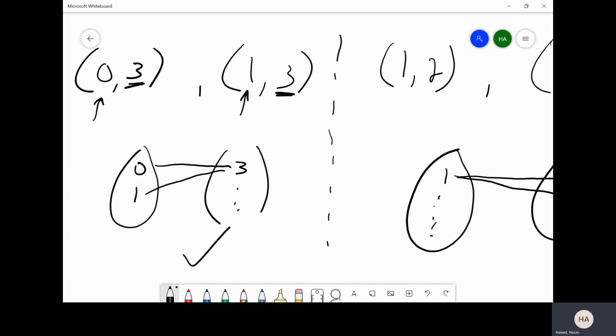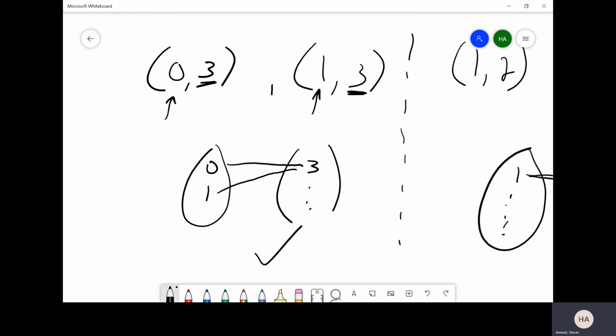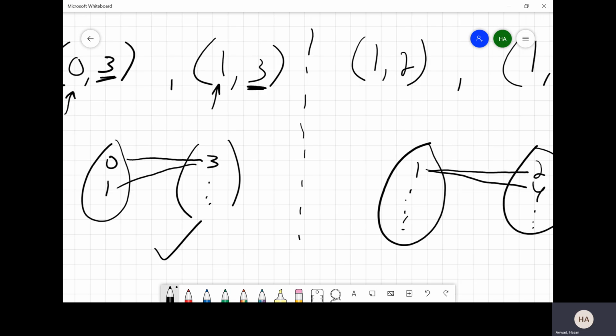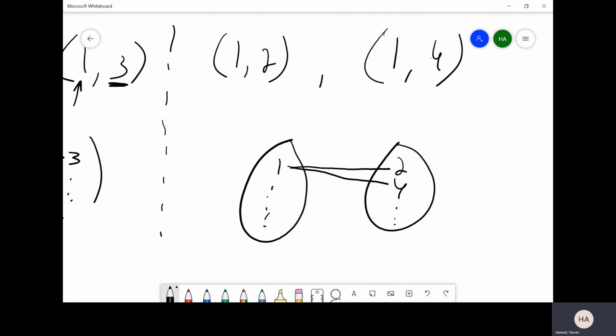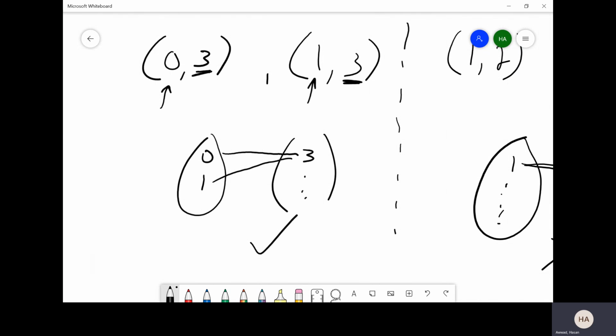Notice how this is different from this example over here. We have 2 inputs going to 1 output. Over here, we have 1 input going to 2 outputs. This is not acceptable. This would not be a function, whereas this would still be considered a function. This would not break the rules of having a function.